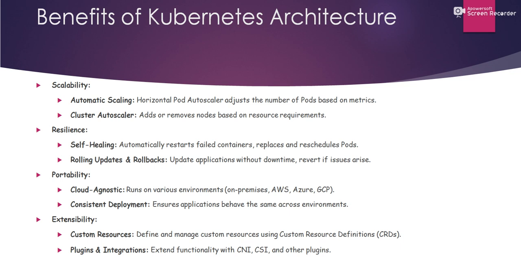Kubernetes offers numerous advantages. Scalability: with horizontal pod autoscalers and cluster autoscalers, Kubernetes scales effortlessly. Resilience: self-healing ensures pods are restarted or rescheduled in case of failure. Portability: it works seamlessly across on-premises and cloud platforms. Extensibility: Kubernetes supports custom plugins and integrations catering to unique use cases. These features make Kubernetes the go-to platform for modern application management.